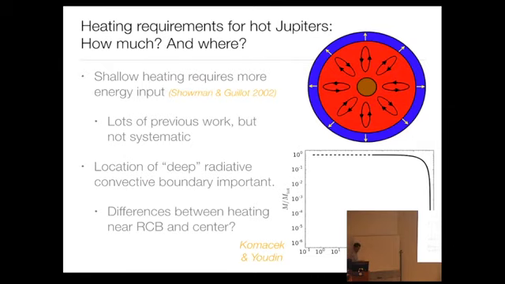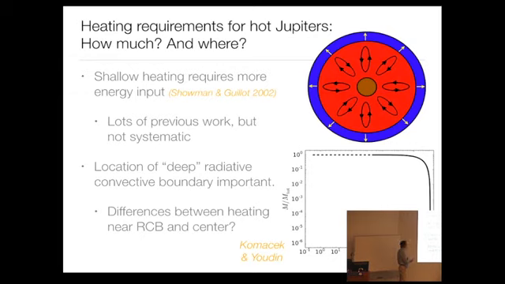In the last few minutes, I want to describe recent work with TAD on, independent of which of these mechanisms is operating, how much heat do you actually need to put into a hot Jupiter, and where do you need to put it? It's a well-established issue that these two are coupled: the shallower you put the heat in, the more of it you need to put in to explain the large radii. Even though this is well known, we thought there was a need for a more systematic study of this issue. In particular, it's known that how close the heat is placed to the deep radiative convective boundary is important.